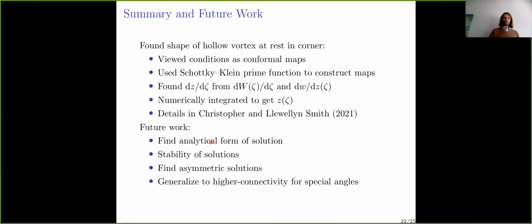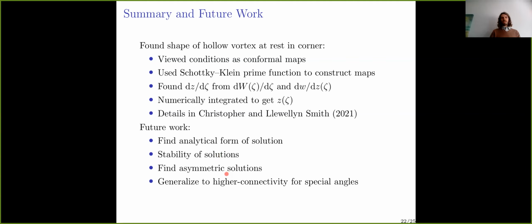Other things would include looking at the stability of these solutions. We started to do that a little. It then gets fairly complicated and depends on what kind of perturbations you look at for stability. But we suspect that most of these solutions are not stable, especially as you open the corner beyond the angle of pi. The other thing is we assumed a lot of symmetry.